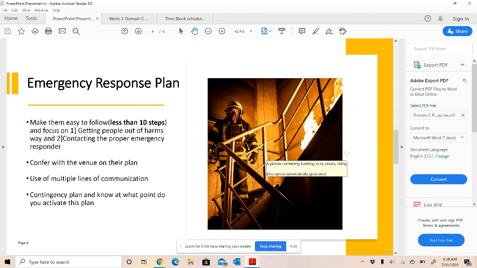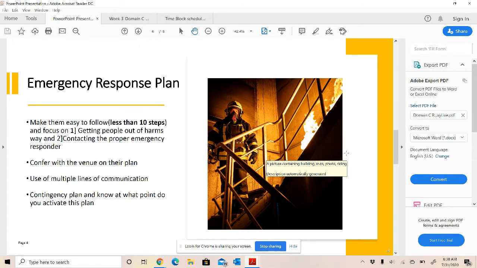The number 1 thing is to get people out of harm's way. Number 1 priority. Number 2 is contacting the proper emergency responder. Fire, call a fireman, things like that. Then confer with the venue on their plan. Every hotel, every venue has their own emergency response plan. So if you can, no sense in reinventing the wheel. Talk with the venue and find out what their plan is.